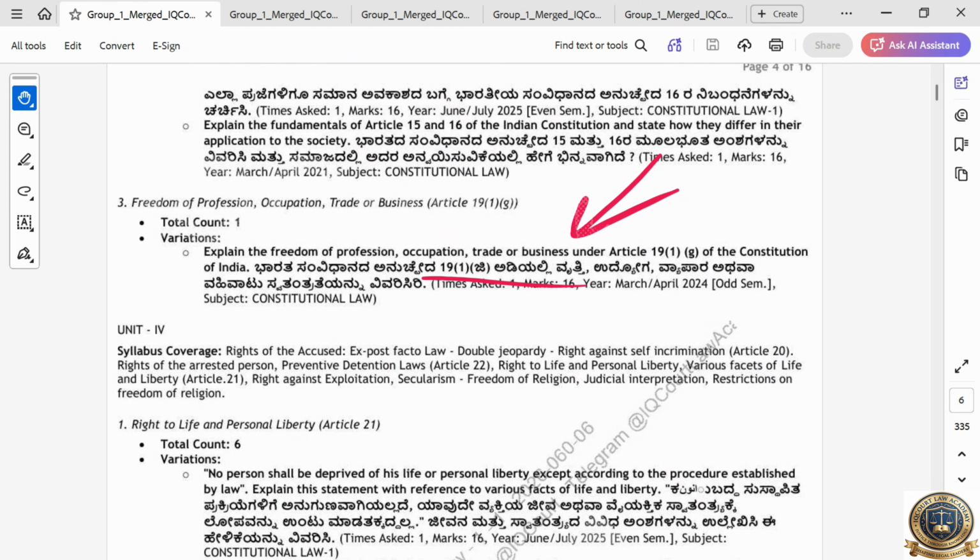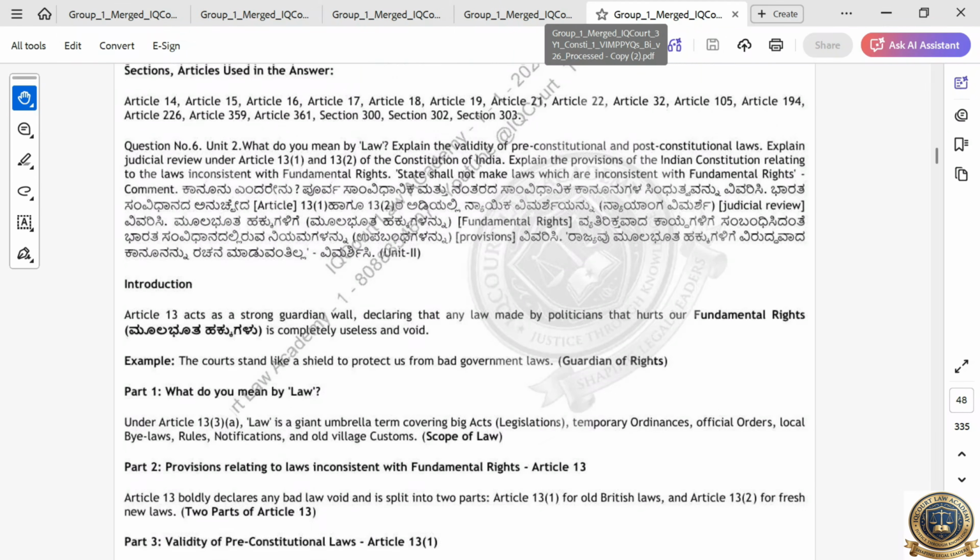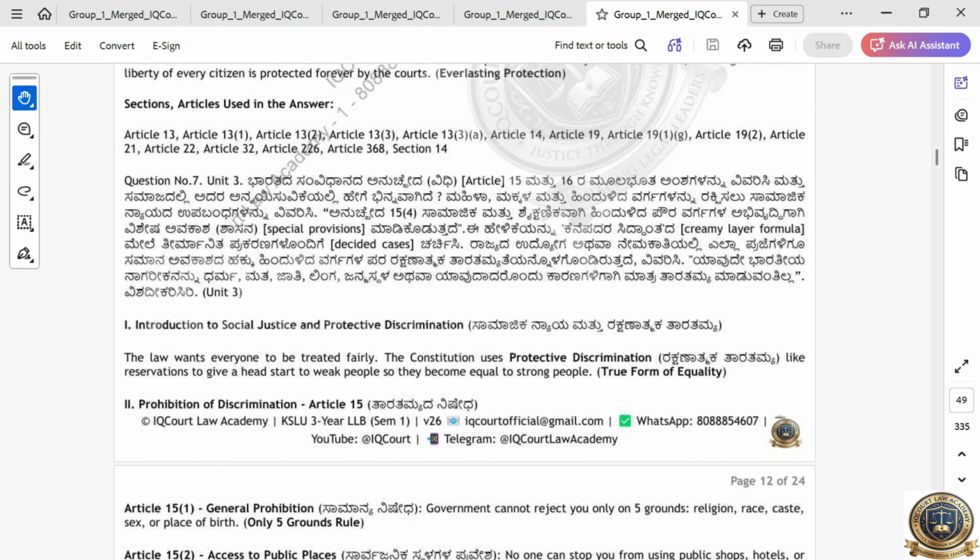Explain the freedom of profession, occupation, trade, or business under Article 19(1)(g). This one I would rate as 40 to 50%. You may not get this, but still, this is also one of the questions. I'm giving you just 3 questions in a unit. See, this is the second unit. So we have covered everything.